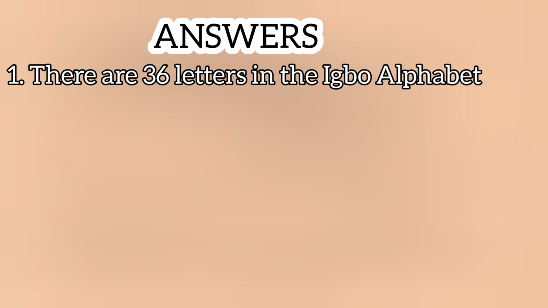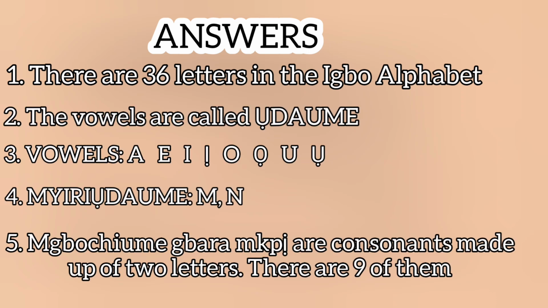Here are the answers. 1. There are 36 letters in the Igbo alphabet. 2. The vowels are called ụdaume. 3. The vowels are A, E, I, Ị, O, Ọ, U, and Ụ. 4. The Ñụrịa are Mi and Ni. 5. Ụgbọ are consonants made up of 2 letters. There are 9 of them.